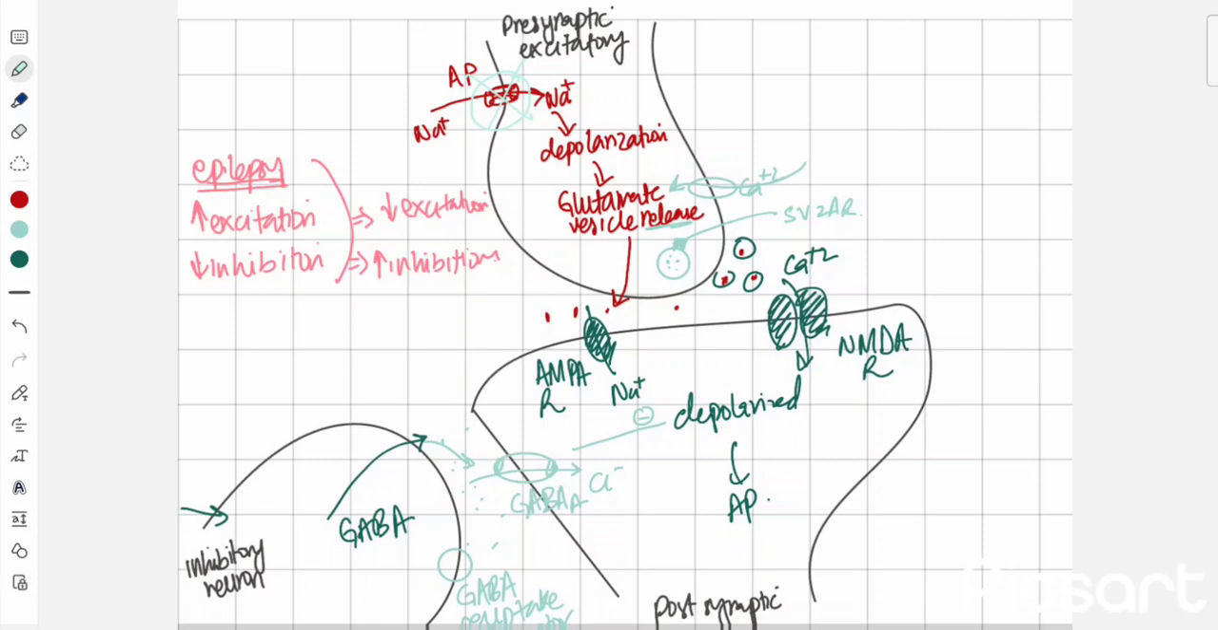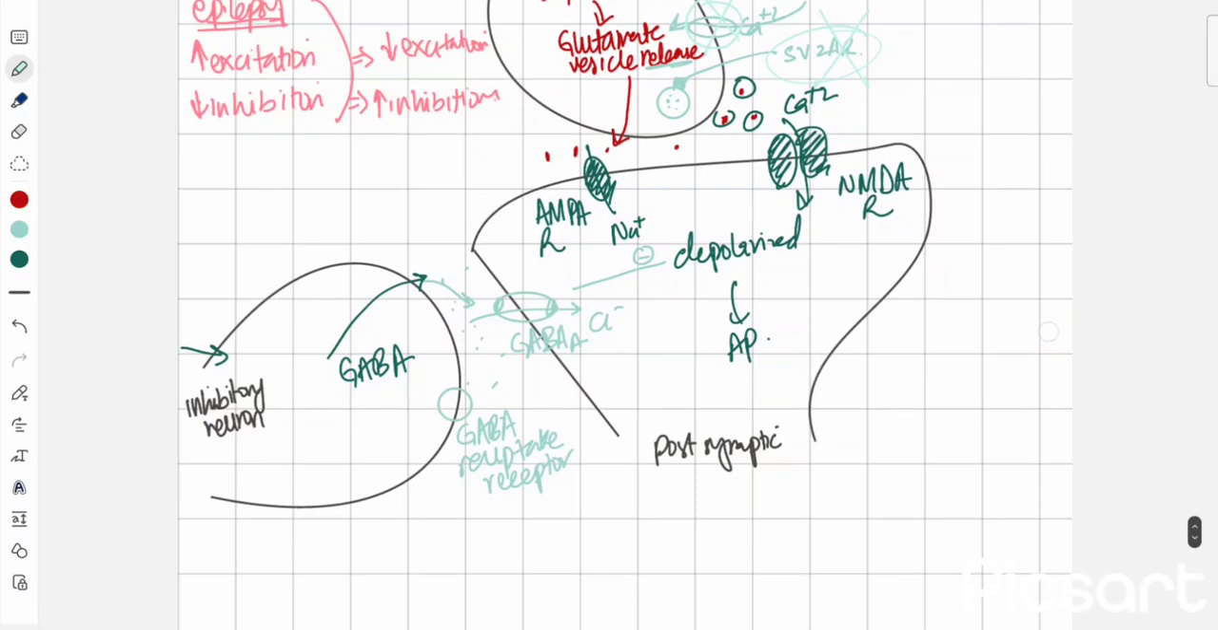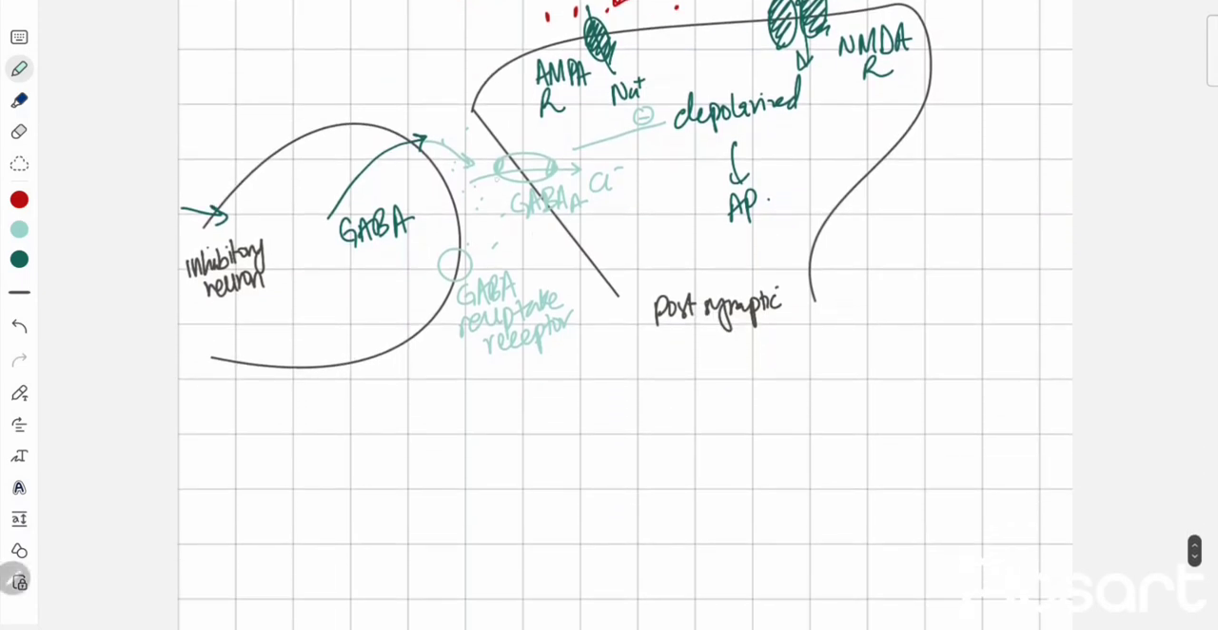The other thing, what else can we do? We can prevent this glutamate vesicle release, and we can do that in two ways. One, the more conventional way, we can stop this calcium, right? The next thing we can do is inhibit that SV2A receptor, right? What else can we do? We can block right here. We can give GABA.